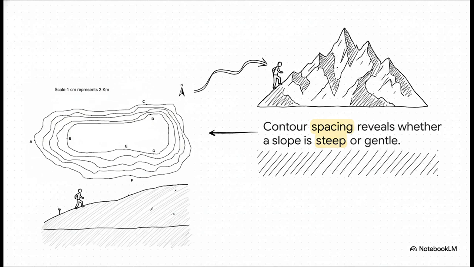Notice the wide horizontal distance between the lines near points A and B. That is your gentle slope. Now contrast that with the tightly packed lines near points C and D up on the right. That's a steep, sudden incline. This simple visual translates directly into a physical understanding of the ground under your feet.